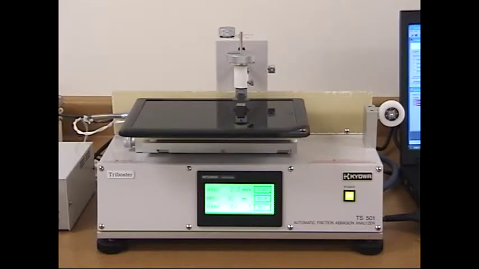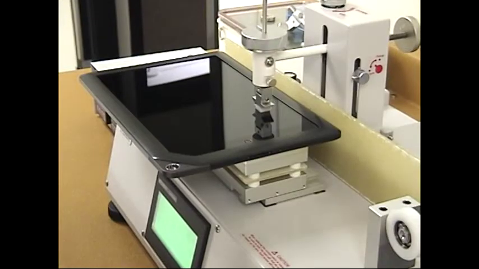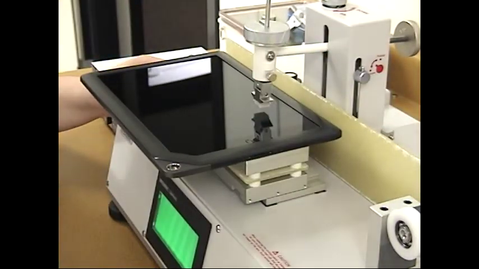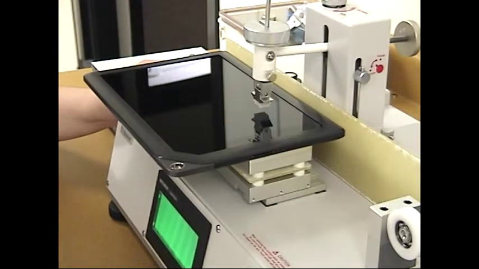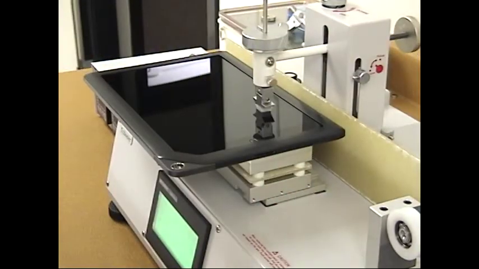You can see here that the tribuster translates the stage from left to right and records the observed force experienced by the sensor. It then reports both the static and kinetic friction. To make another measurement on this sample, we simply need to relock the sensor, lift the arm into the raised position, and then translate the sample in the y direction to move the measurement area to a fresh location.